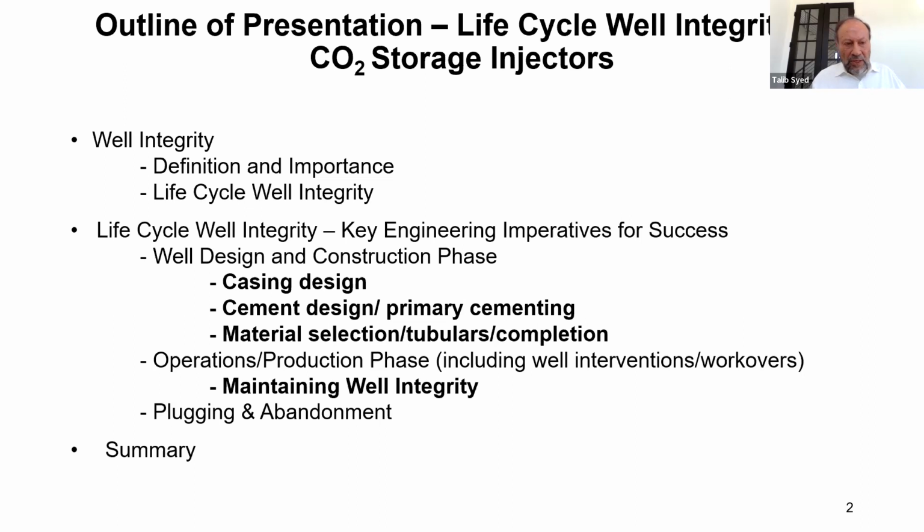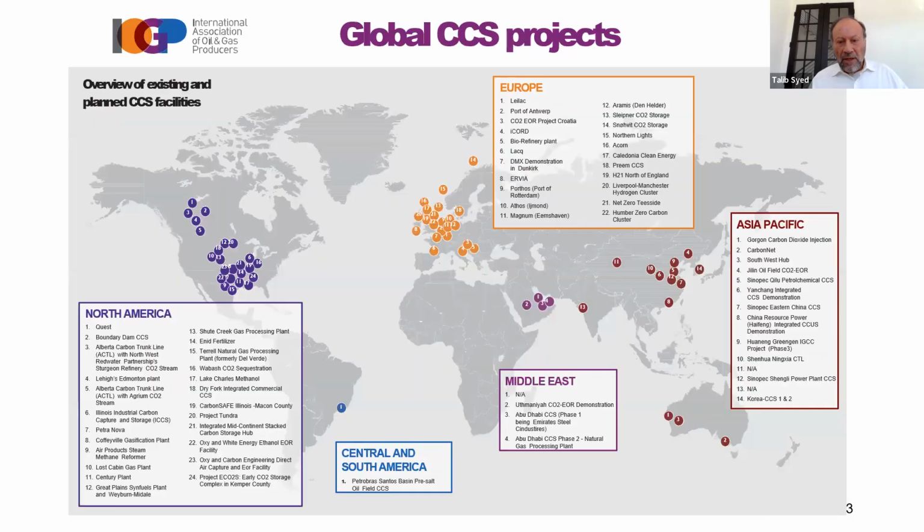We'll talk a little bit about my outline. What is the definition? Its importance from a life cycle perspective, and my focus is more on the casing design and the primary cement design and the material selection for the tubulars and completions. And finally, we'll end up with what we call the P&A phase as far as the life cycle is concerned. And this slide I had already presented earlier that gives all the global CCS projects, so I won't talk about that too much in this presentation.